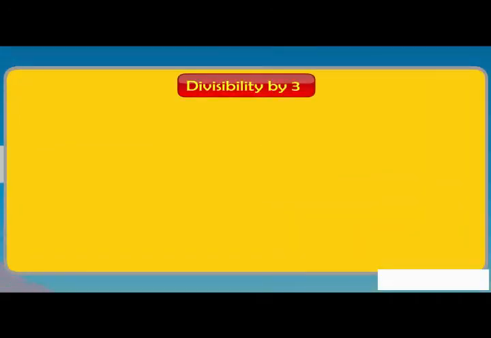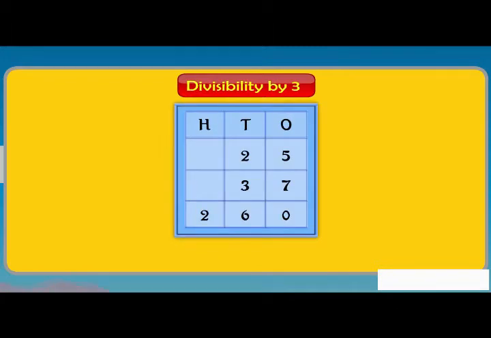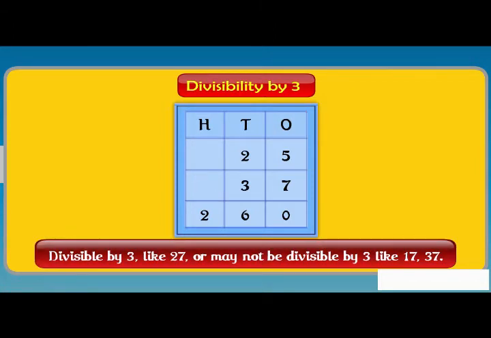Divisibility by 3. Are the numbers 25, 37, 260 divisible by 3? No. Can you see any pattern in the ones place? We cannot, because numbers with the same digit in the ones place can be divisible by 3, like 27, or may not be divisible by 3, like 17 or 37.